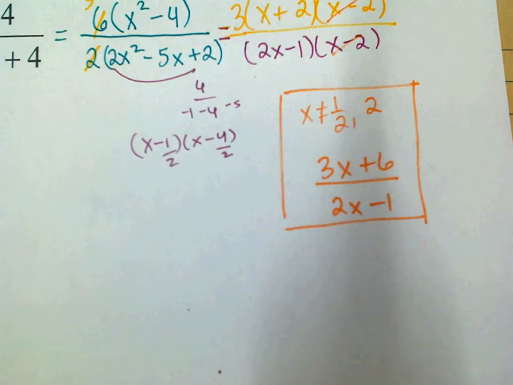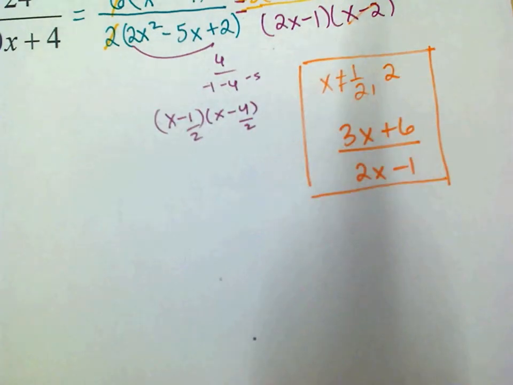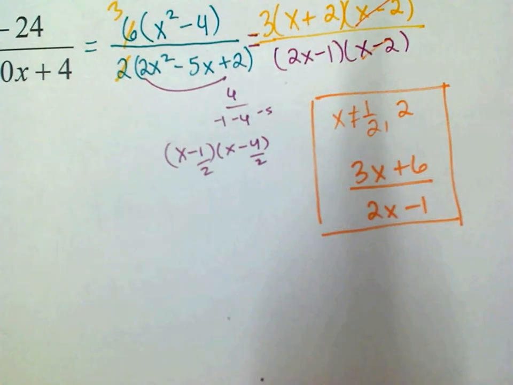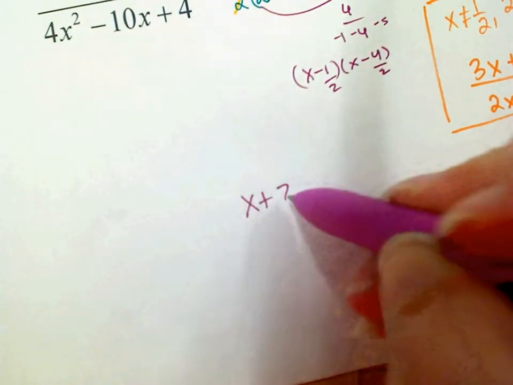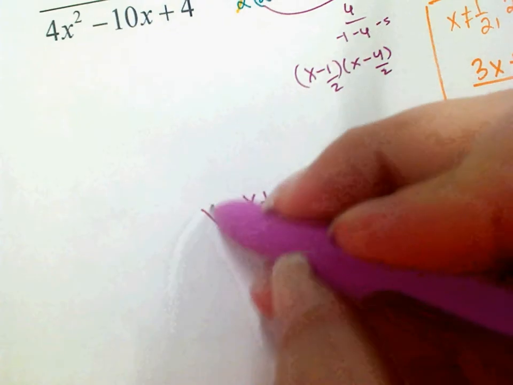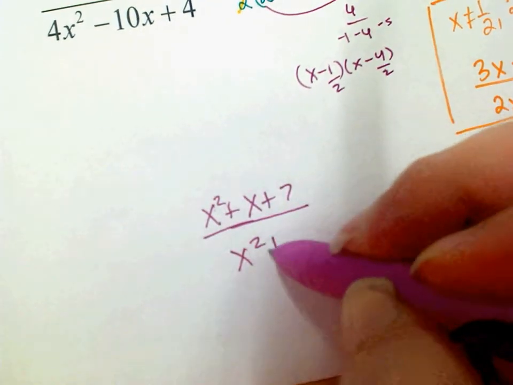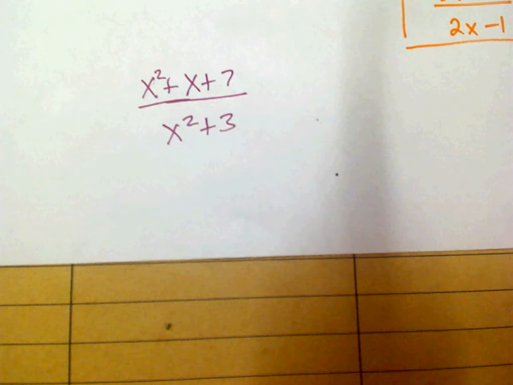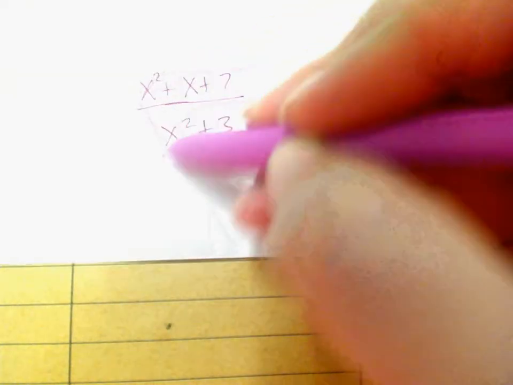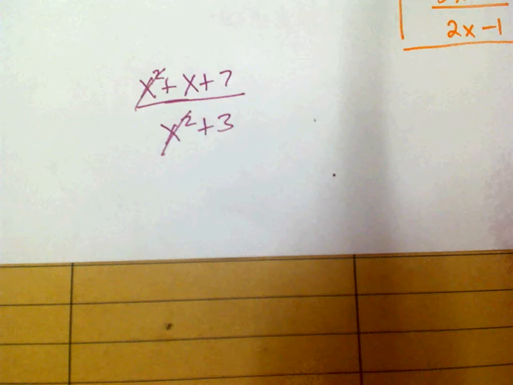This is especially important in knowing what simplifies and what doesn't, because I see all the time people doing stuff like this and it makes me so mad. People say, oh, I got x squared plus x plus 7 over x squared plus 3. The x squareds cancel out. Perfect. No, no, no. That makes me so mad. You can't do that.